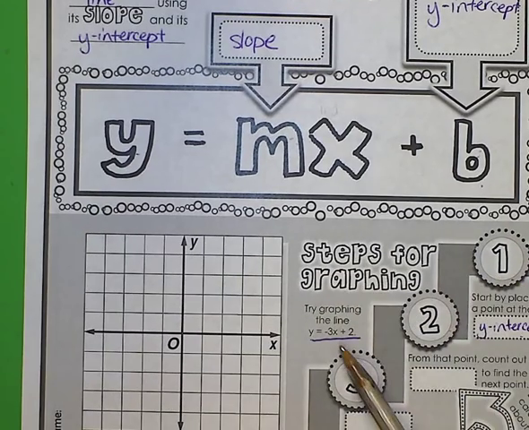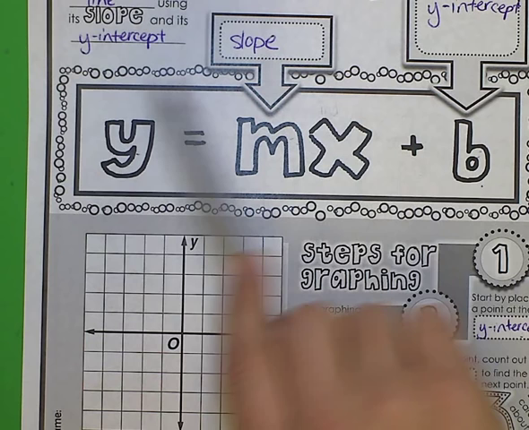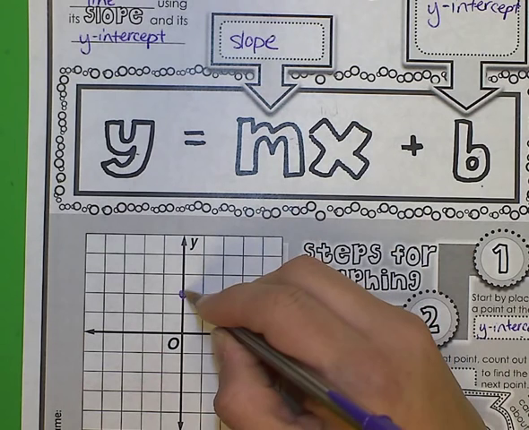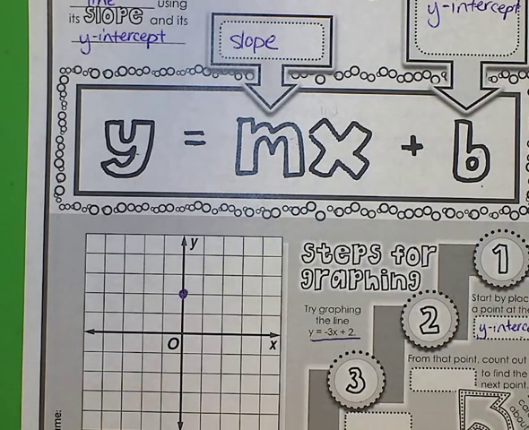So let's apply everything that we just got done talking about to our situation. They've given us this equation, y equals negative 3x plus 2. It's already set up in slope-intercept form for us, so we don't have to do any changing. So step number 1, place your value on your y-intercept. Okay, so we know that the positive 2 is our y-intercept.